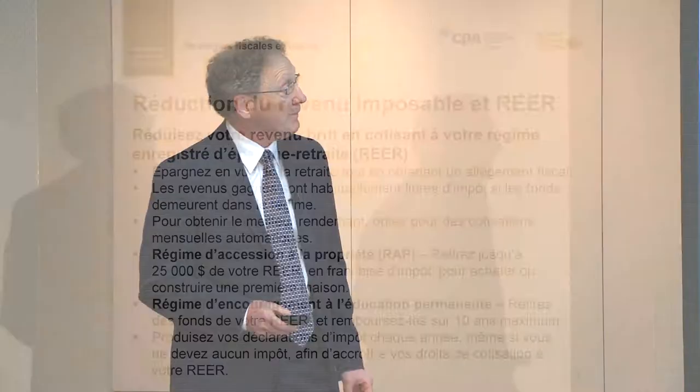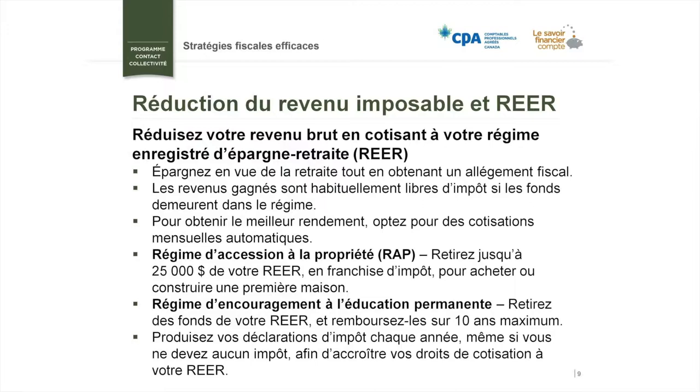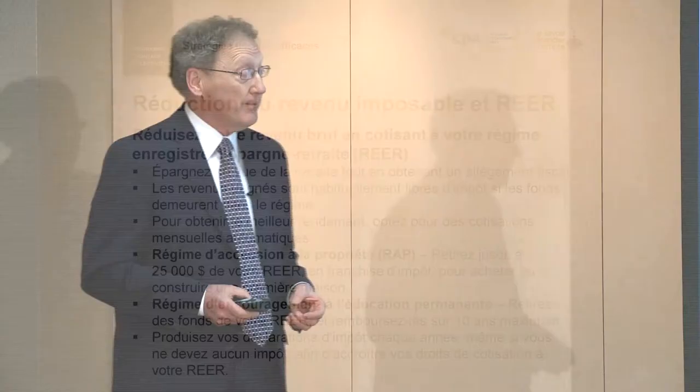One of the ways that you can reduce income is with registered retirement savings plans. And this is the most important way for people to save that are not otherwise part of pension plans. And even those people that are part of pension plans may have some ability to also contribute to a registered retirement savings plan or an RSP.